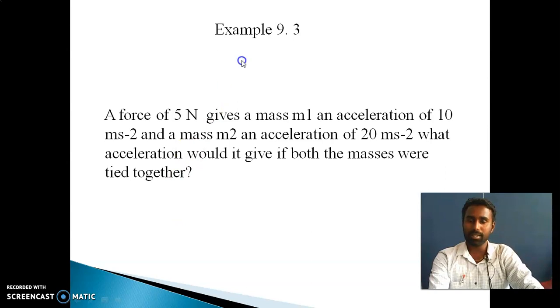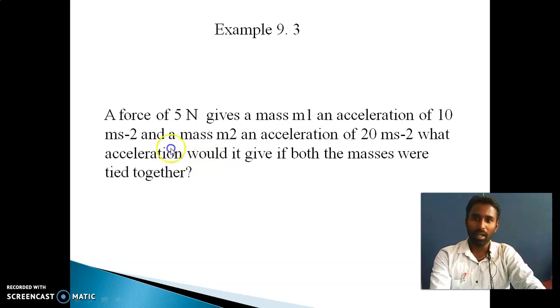Okay, the next problem, example 9.3. A force of 5 Newton gives a mass m1 an acceleration of 10 meter per second square, and a mass of m2 an acceleration of 20 meter second power minus 2. What acceleration would it give if both the masses were tied together?